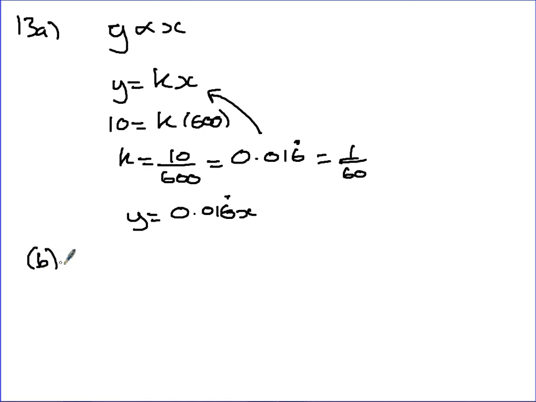Part B then. Calculate the value of y when x equals 540. So y then equals 0.016 recurring times by 540, which will then give you 9 as your answer there.